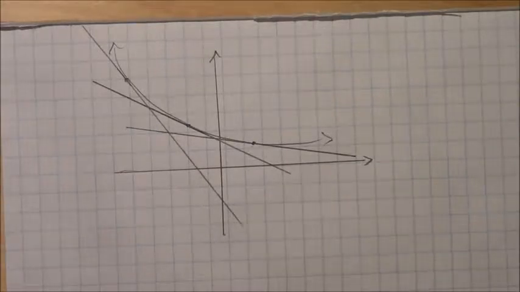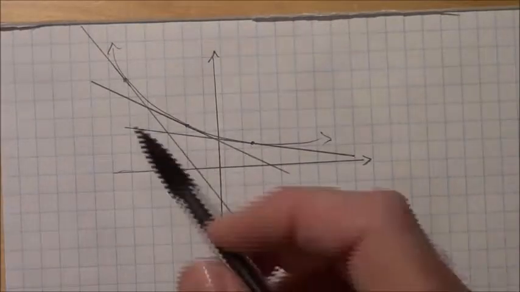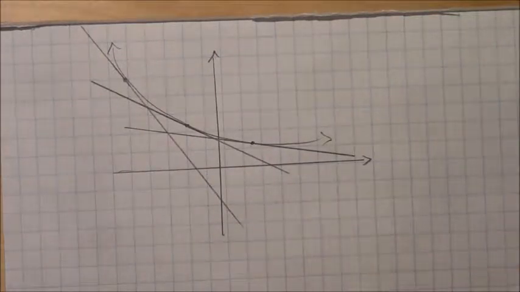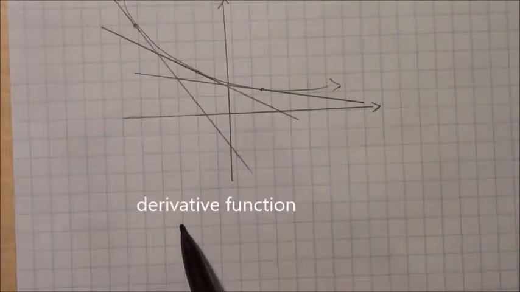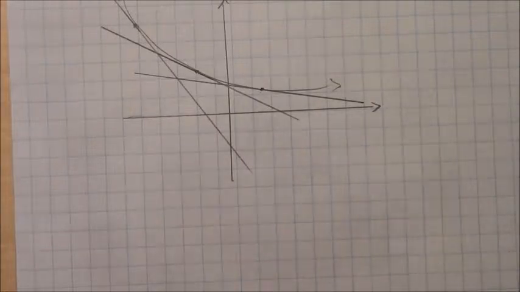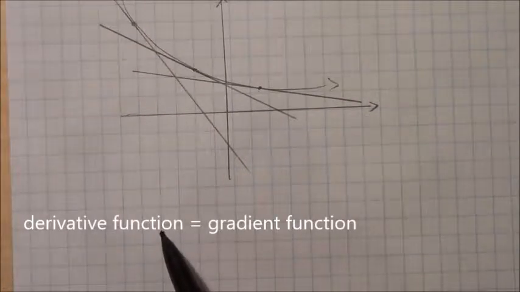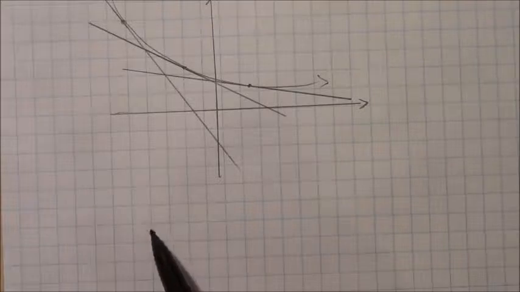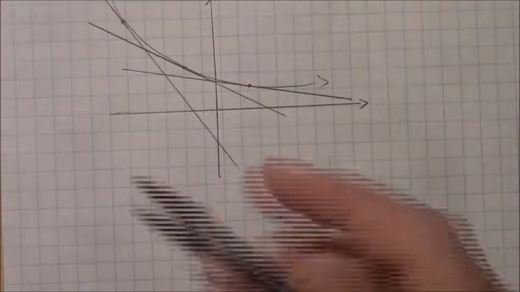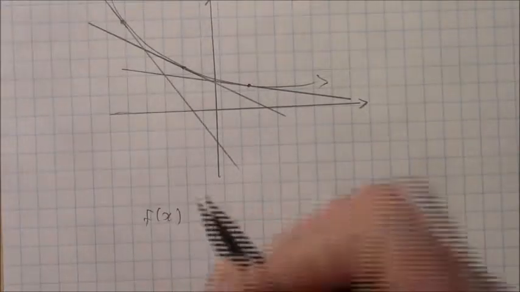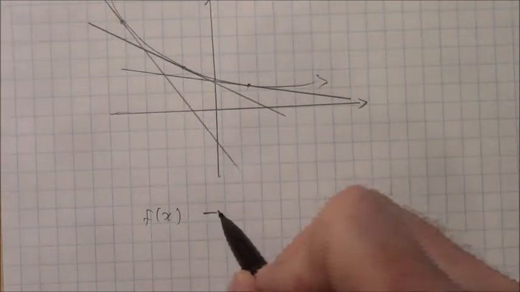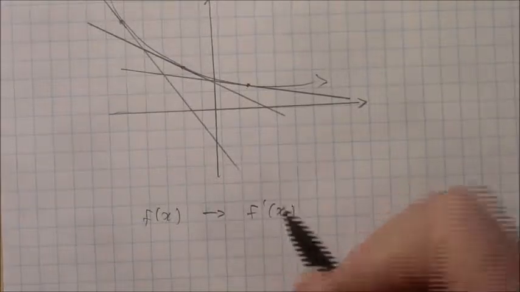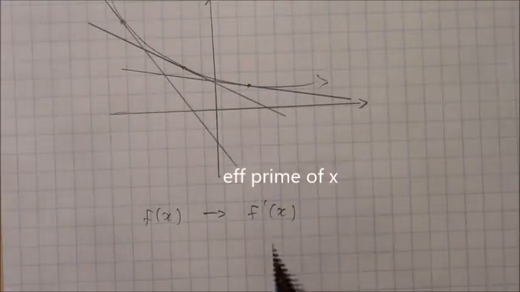Okay, so what we're going to be finding is the gradient function. The gradient function or derivative function is the same sort of thing, because the derivative function is the same as the gradient at specific points along the curve. And if we have some function f of x, then the derivative function itself, or the gradient function, is going to be f prime of x. That's called f prime of x.